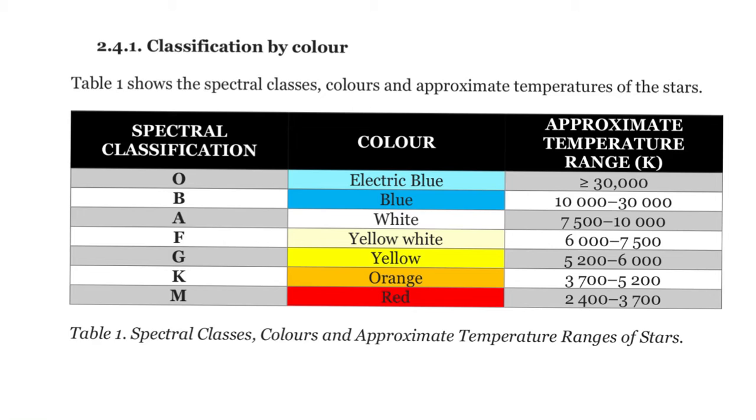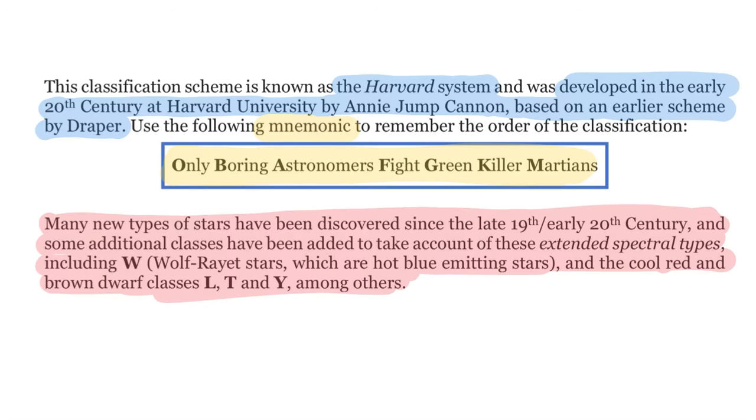And then last on this table we have M, which is a red color, and that's between 2,400 and 3,700 Kelvin for the surface temperature. So we have stars called red giants that fall in this spectral class.